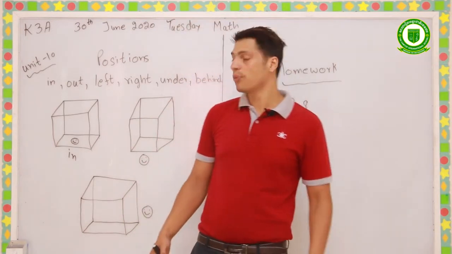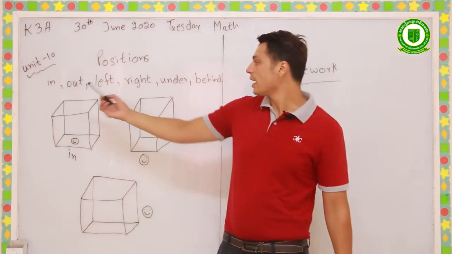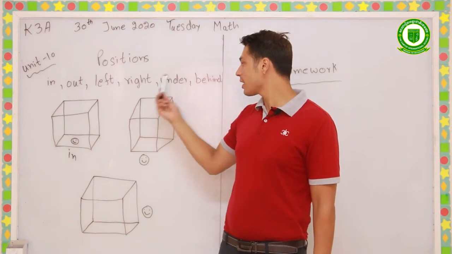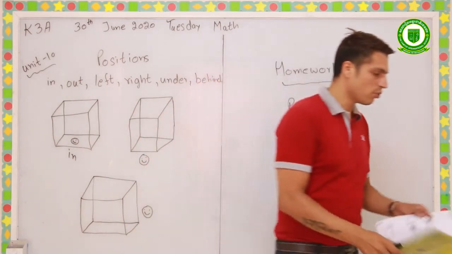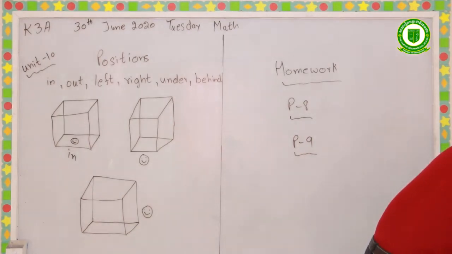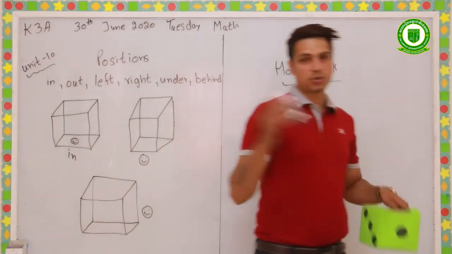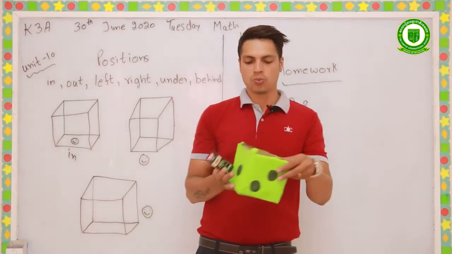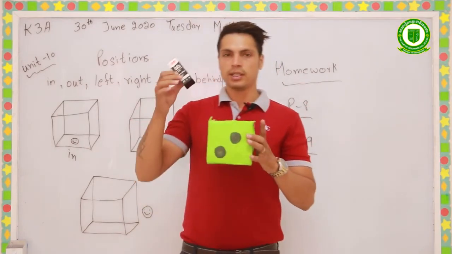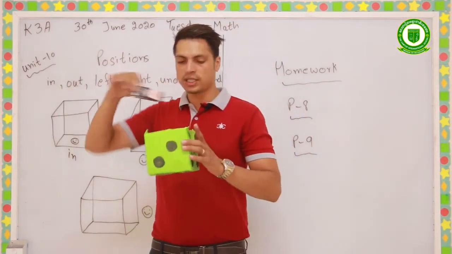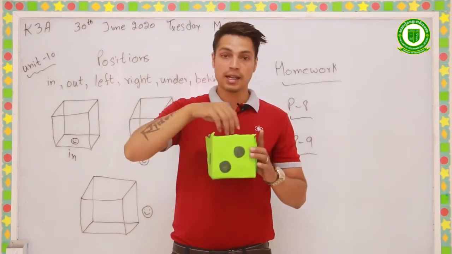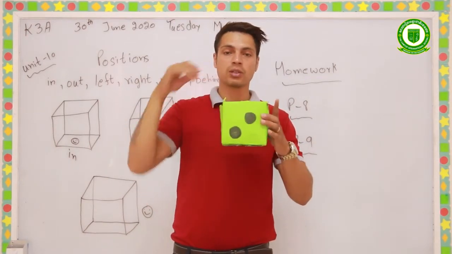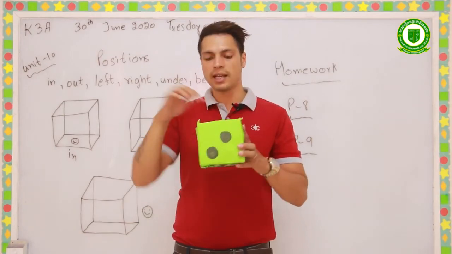As you know, today we learned about positions: in, out, left, right, under, behind. I would like to explain one more time before I give you your homework. I have 2 boxes here, one is small, one is big. So the small box is inside the big box. So the position is in.